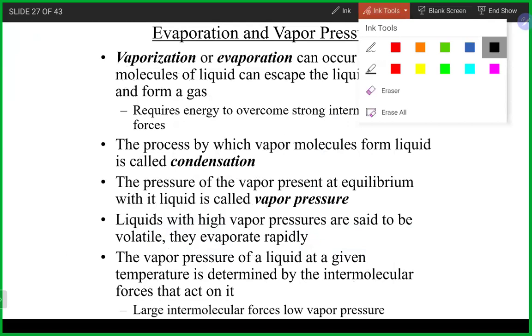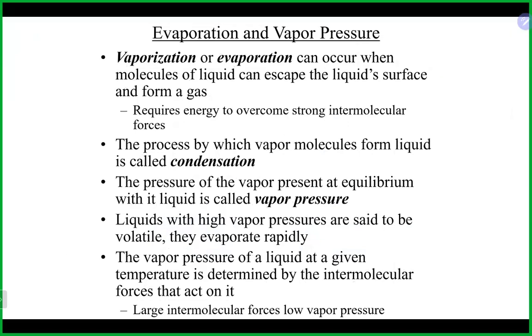All right, so we'll talk a little bit about evaporation and vapor pressure, which relates to what we just talked about, those intermolecular forces. Vaporization and evaporation occur when molecules can escape the liquid surface and overcome those intermolecular forces. The process where vapor molecules drop back down to the liquid is known as condensation. So vaporization is going from liquid to gas, and condensation is going in the opposite direction, right? Gas back to liquid. The pressure of the vapor at equilibrium over a liquid is what's known as vapor pressure.